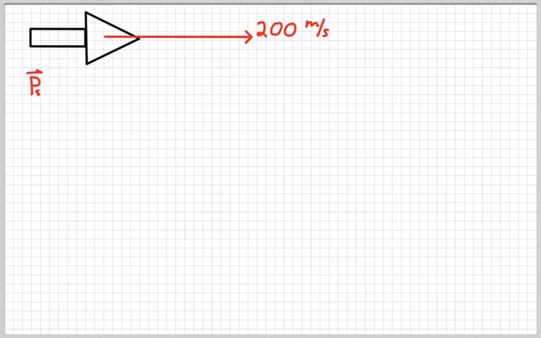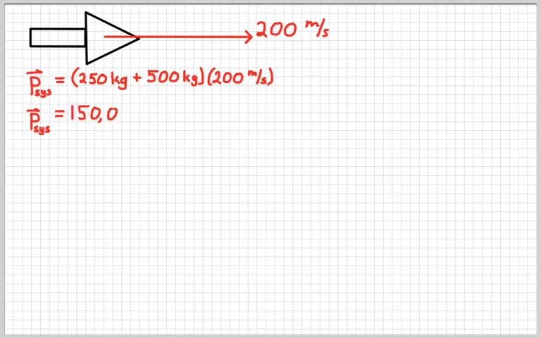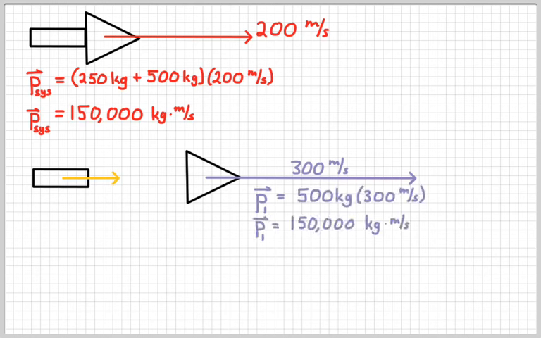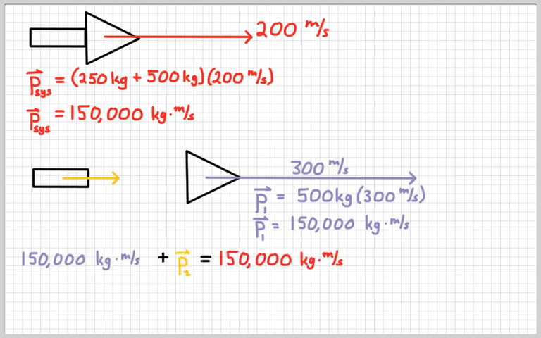The first question we answer using conservation of momentum. I'm going to calculate the momentum of the system. Since it's one object, I can just take those two masses, add them together, and multiply by that one object's velocity. That would give me 150,000. When it separates, I can again find the momentum of the piece that I know about. Multiply the mass of the front times 300, and we get 150,000. The two momentums have to add up to be the same as what we found earlier. So this is the important number right here.